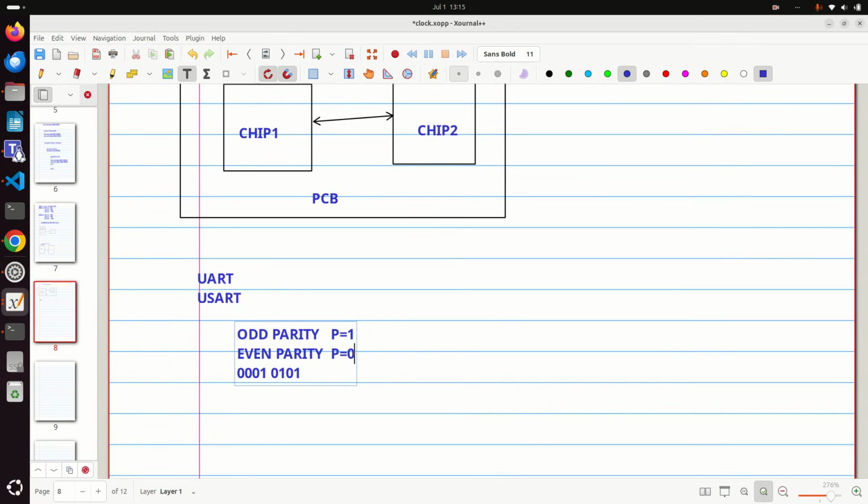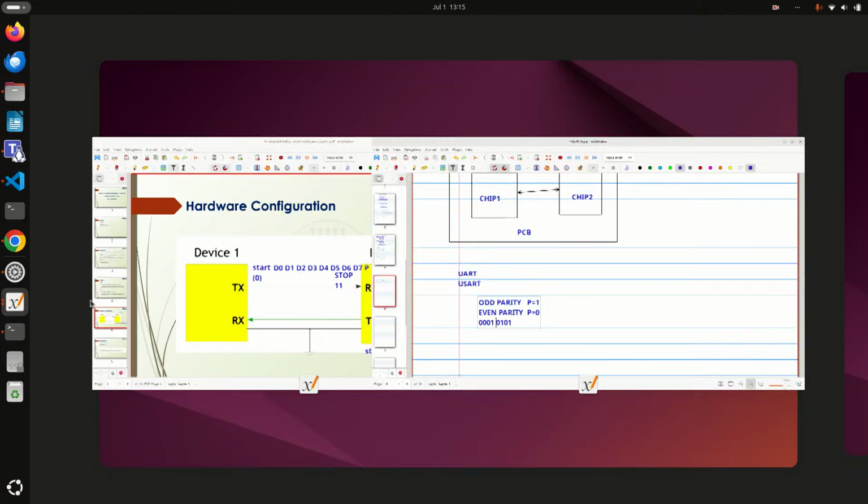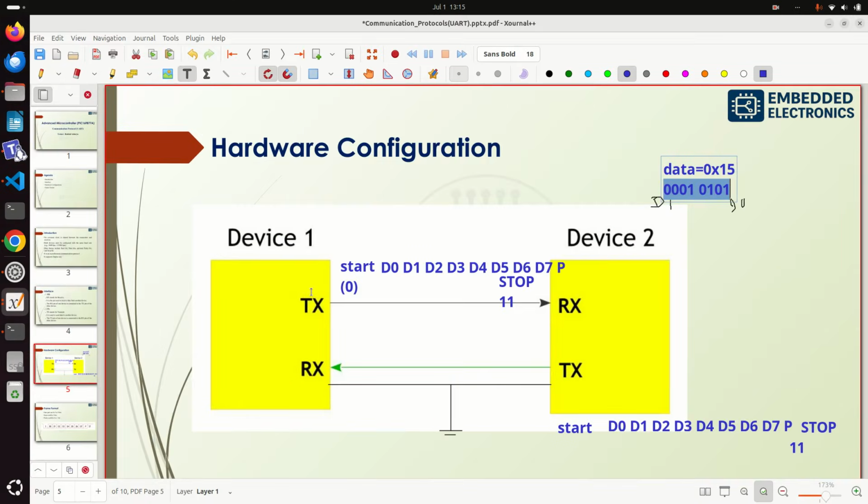So in this case, what is the parity? How many ones do we have? 3, isn't it? So is this odd parity or even parity? It is odd parity. We have to write P equals 1. So it will transmit 1. So parity is 1.